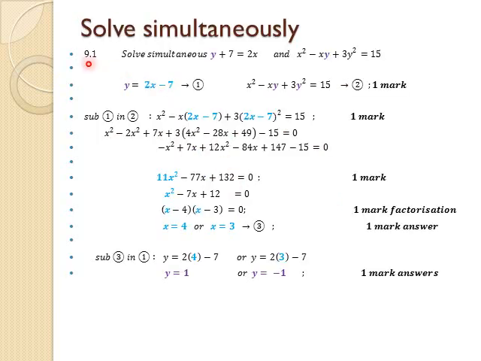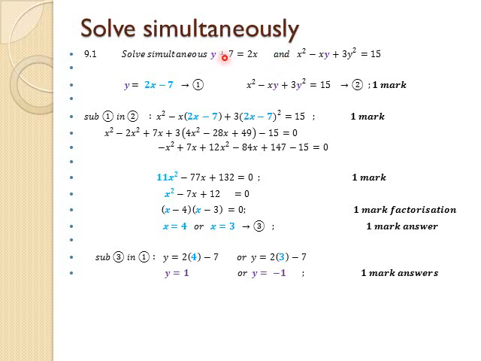Alright, now here in the first problem, they say solve simultaneously y plus 7 equal 2x, x squared minus xy plus 3y squared equal 15. Right, so first check: a simultaneous equation has two unknowns, y and x. To solve, we have to make one equation either just have x's or y's, so we can solve the first unknown, so that after that we can solve the second one.